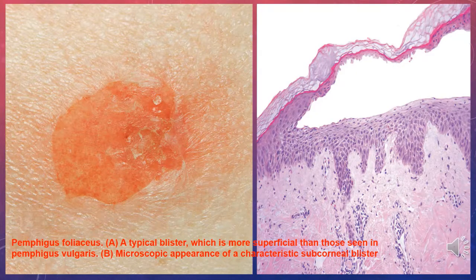This is pemphigus foliaceus, with the typical blister, which is more superficial as compared to what you've seen in the previous image. It's more superficial than those seen in pemphigus vulgaris. On the right side, the microscopic image shows a subcorneal blister, and the region involved is subcorneal, and there's a cavity you can easily appreciate between the subcorneal region and the epithelial keratinocytes. So this is a subcorneal blister, and this is for pemphigus foliaceus.